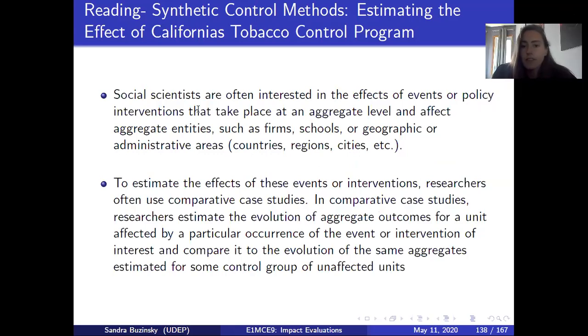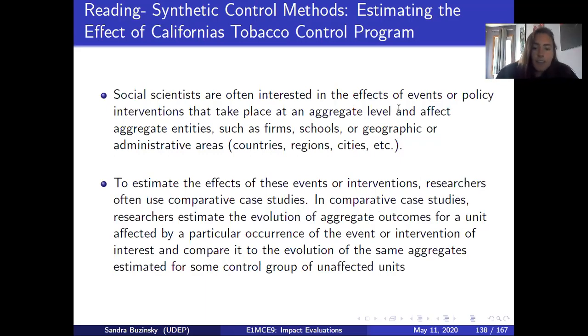Social scientists are often interested in the effects of events or policy interventions that take place at an aggregate level and affect aggregate entities such as firms, schools, geographic areas, or administrative areas, so countries, regions, cities, right? That's what we talked about. We looked at difference in differences so far, and we also looked at synthetic controls as another way to address this. And I would say even synthetic control is an example of a comparative case study.